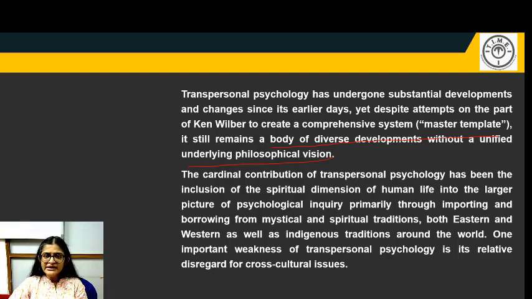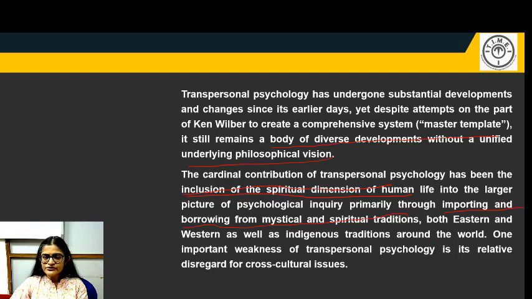Okay, the cardinal contribution, the main contribution of transpersonal psychology has been the inclusion of the spiritual dimension into the larger picture of psychological inquiry, primarily through importing and borrowing from mystical and spiritual traditions. So the main contribution is the inclusion of the spiritual dimension, which was inspired by both Eastern and Western as well as indigenous traditions around the world. Okay, indigenous is local to a particular place.